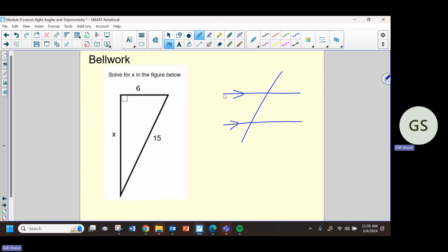It's worth 2 points, so it's double the normal value, which, considering we don't have a ton of grades, will probably help you raise your grade 2 or 3%, possibly. There's no more retakes. Retakes are done. We're done. So the only thing you have is today's exit ticket and tomorrow's exit ticket. That's it.